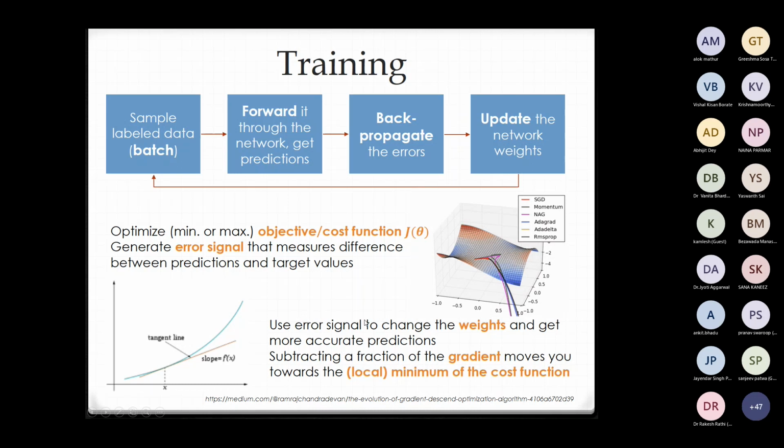This error signal we have to check against the weight value, and then we get accurate predictions of your particular outcomes. Okay, this is the training algorithm. And the second thing, subtracting or the fraction. Okay, with this frequency we can get the value that minimizes the loss function.